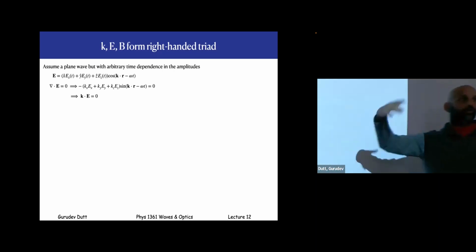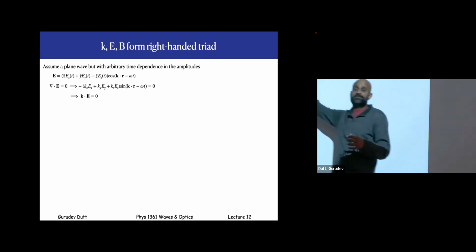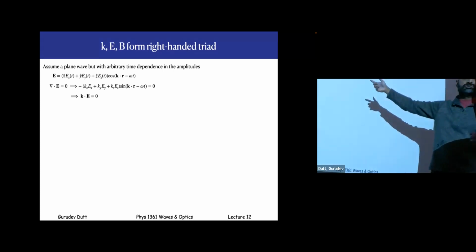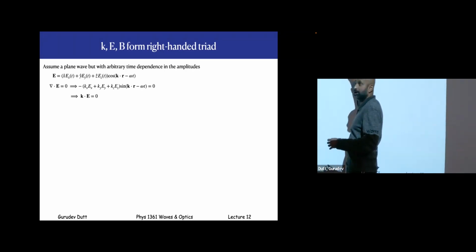Now we use the divergence equation, del dot E equals 0. Remember, we are in a region where there are no charges, so del dot E must be equal to 0. Remember, divergence is just dou over dou x plus dou over dou y plus dou over dou z. So I just add all those terms: kx Ex times sine of k dot r minus omega t, plus ky Ey sine of k dot r minus omega t, plus kz Ez times sine of k dot r minus omega t. If that has to be equal to 0 everywhere to satisfy the divergence equation, that immediately gives us k dot E equals 0.